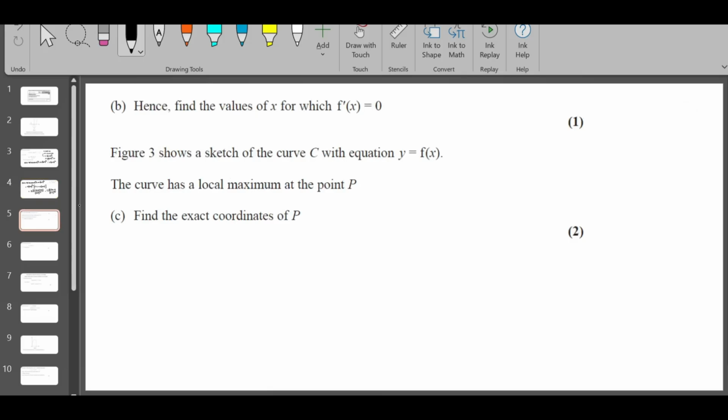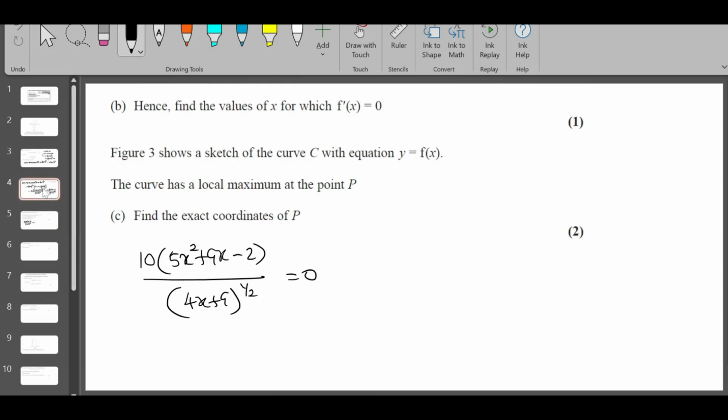Part B, hence find the values of x for which f dash of x is 0. We are going to put f dash of x we got from part A, 5x square plus 9x minus 2 divided by this, is equal to 0. So you bring the denominator here and divide by 10. So you are going to get 5x square plus 9x minus 2 is 0, which is a quadratic function.